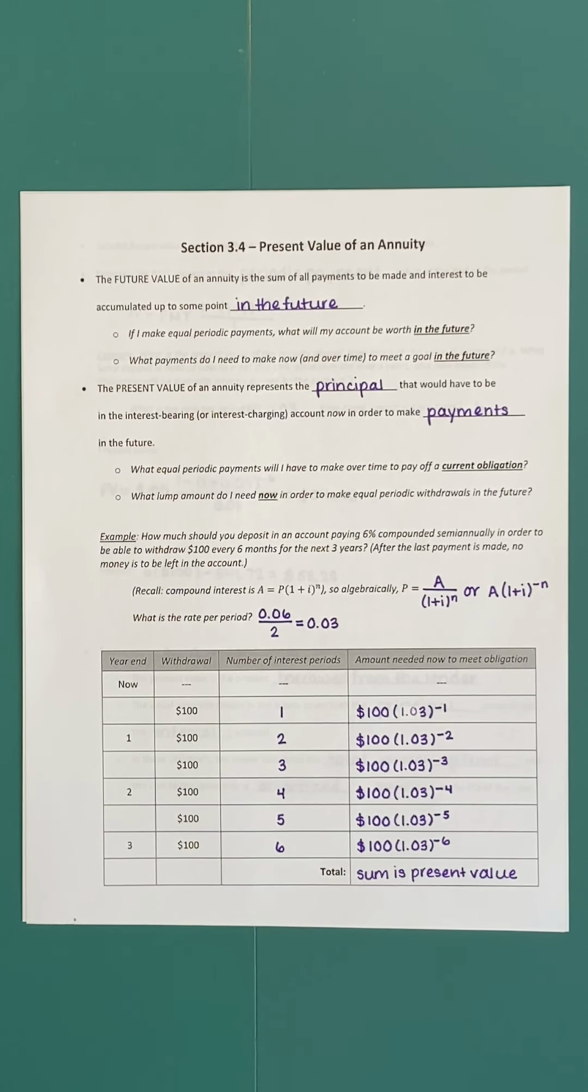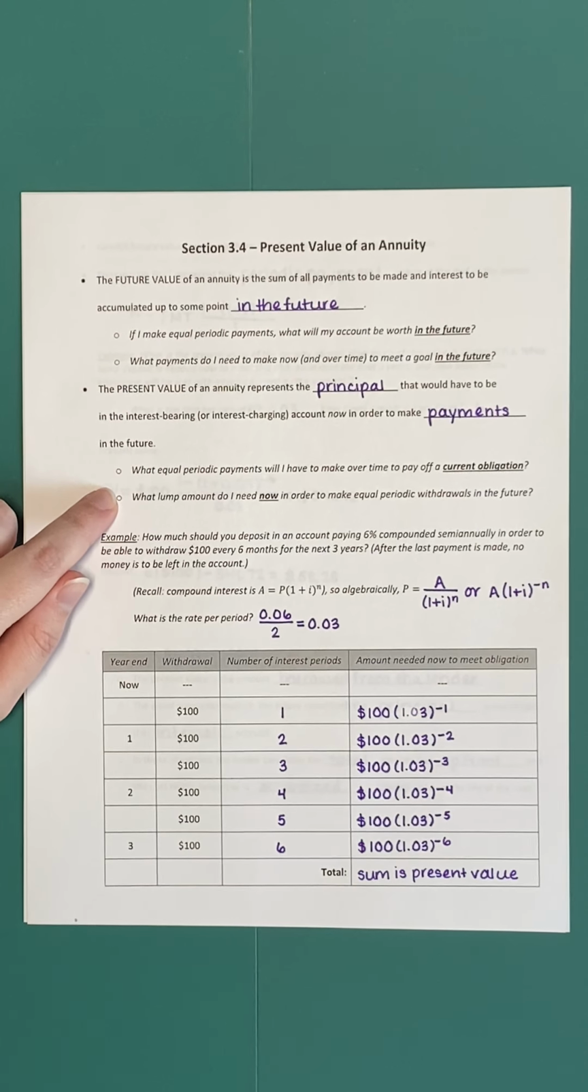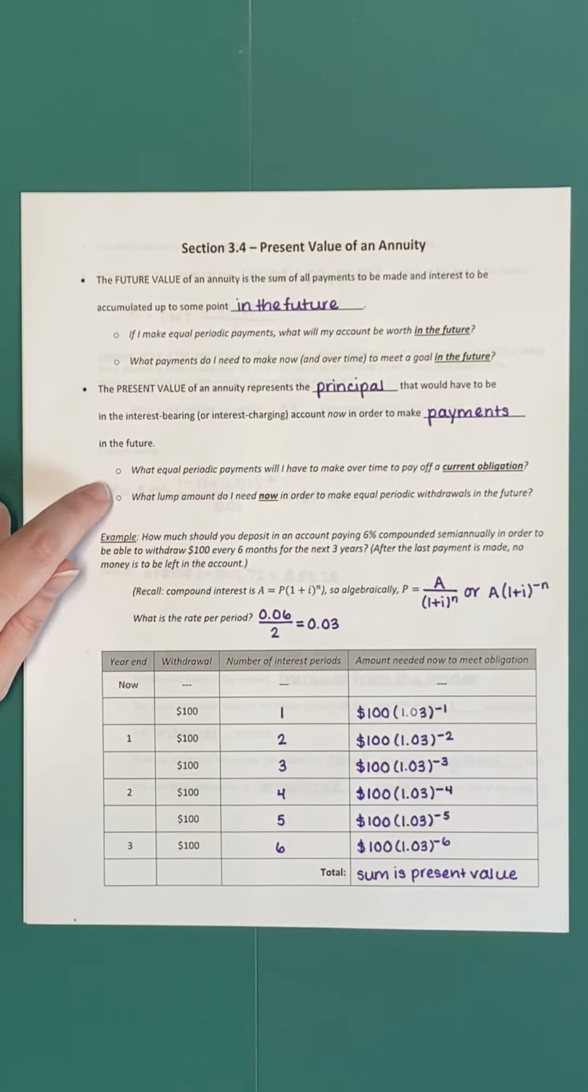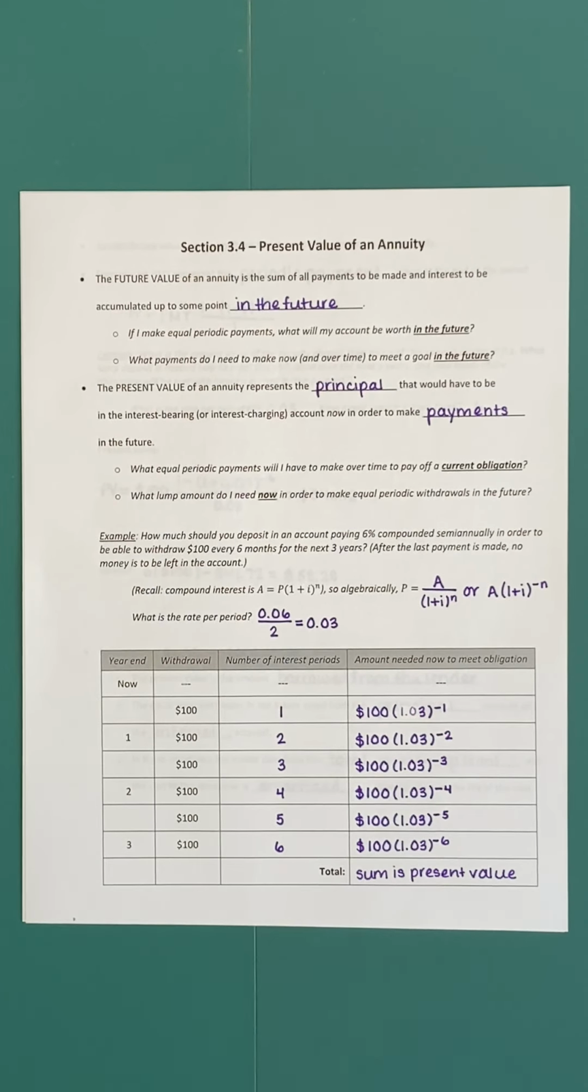Now, another way this might be phrased, it's a less common situation, but I'll try to give you an example. What lump amount do I need now in order to make equal periodic withdrawals in the future? Now, this again assumes that we're putting money into an account that's going to accrue interest. So where might a question like this be asked? Well, suppose your parents want to set you up an account just to pay for basic expenses during college, pay for gas, pay for food, those kinds of things.